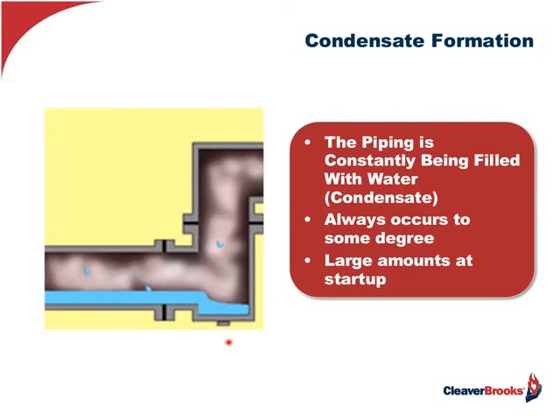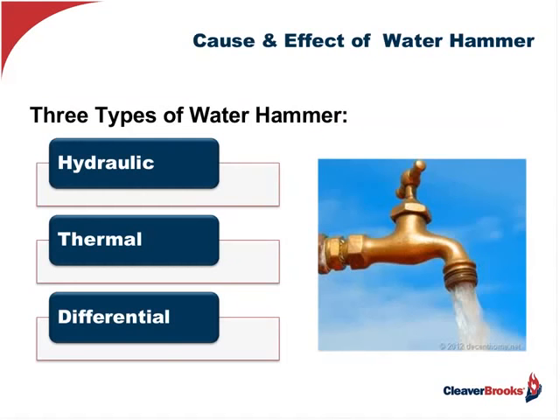Now, what happens can be quite dramatic when we start talking about water hammer. And water hammer occurs in three different ways. It manifests itself in three different ways: hydraulic, thermal, and differential. Let's start with the thermal in the middle here. Thermal water hammer is when you've got biphase condensate coming into a common return.